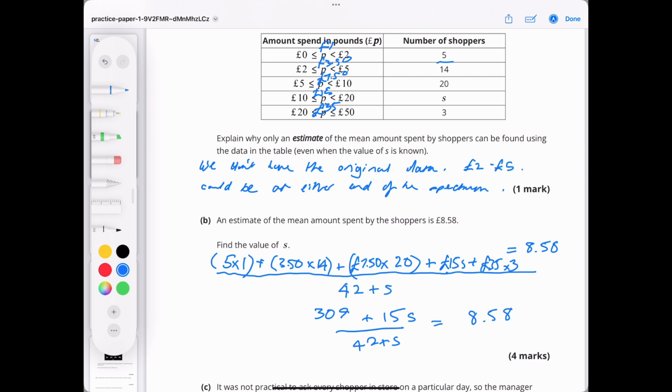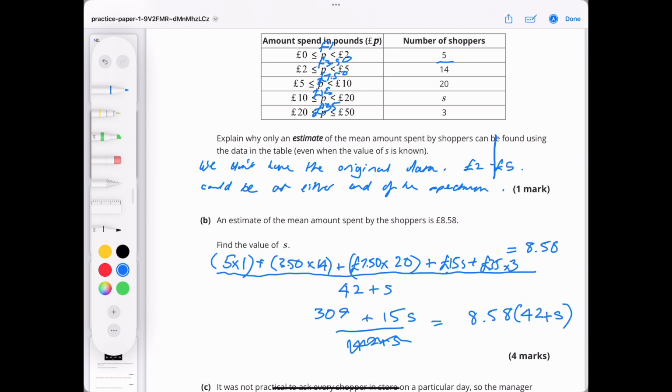So let's just times this out. So we get that times 42 plus S, and that gives us, let me just check, 3.5 times 14 plus 7.5 times 20 plus 5 plus 105 equals, yeah, that's fine. So let's do 8.58 times 42 equals, it's a horrible number.